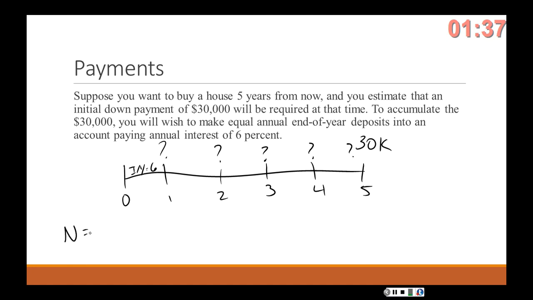So N is equal to 5. Our interest rate is 6. Our future value is 30,000. And our present value is 0. We have nothing saved now. We want to have $30,000 in the future.